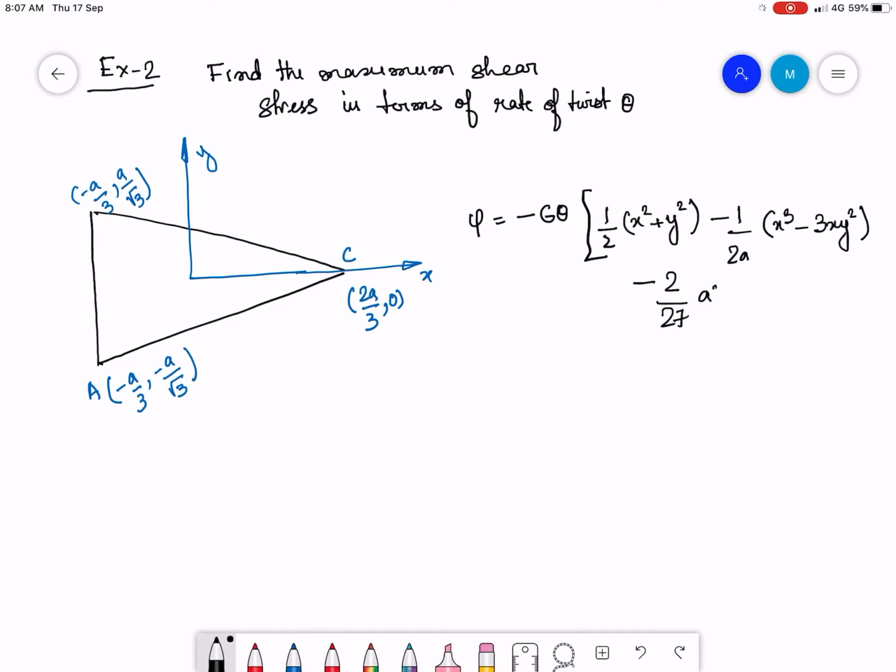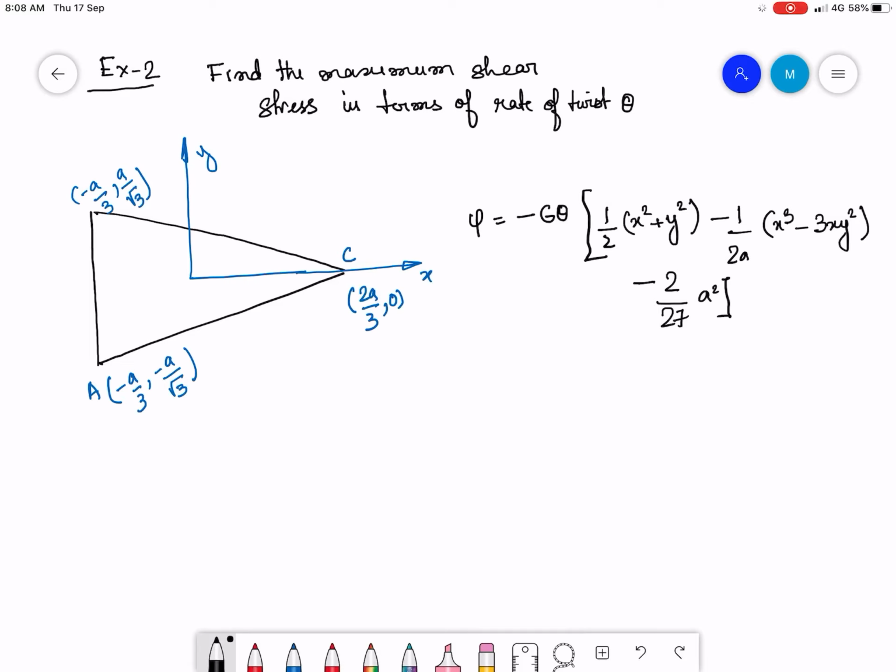Okay, so we have done this problem in the last tutorial, where we have seen why this stress function is a valid stress function for the triangular cross section shown in the figure. Now the next problem that we are going to do using the concept of membrane analogy is that, knowing that this is the stress function, we will try to find out the maximum value of the shear stress in this cross section in terms of theta.